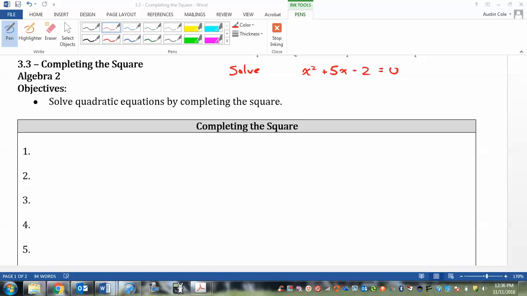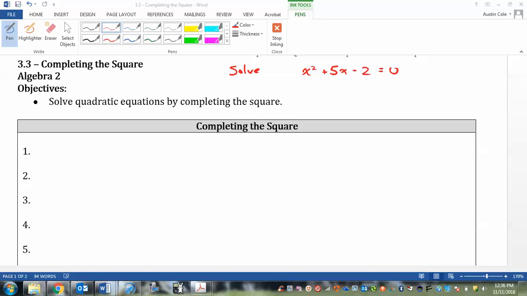Now today, we're going to learn how to find those locations of where they cross the x-axis if they're not perfect. And the process that we're going to learn today is called completing the square.